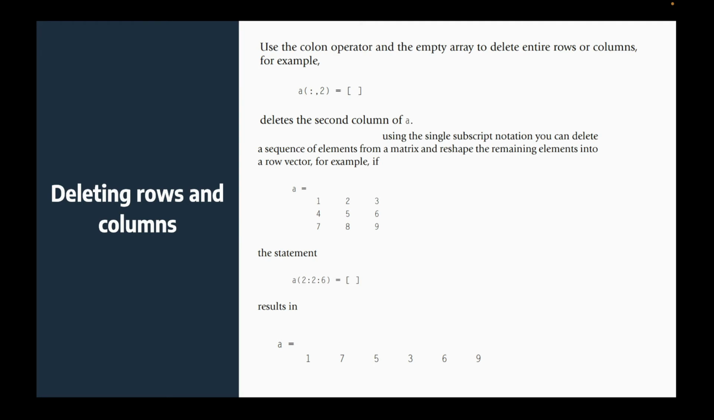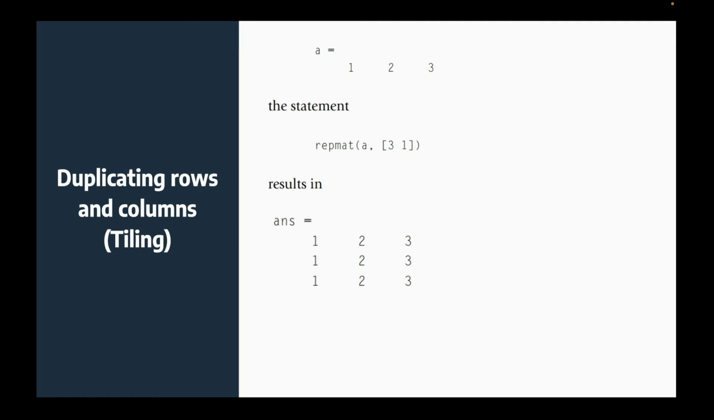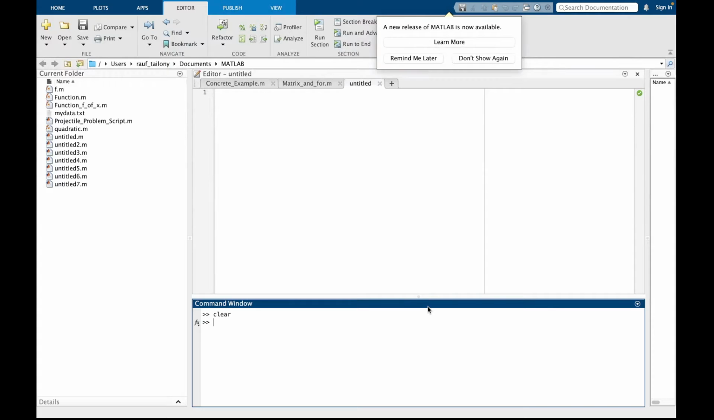Now deleting rows and columns, that's an important topic. Now we use the colon operator and the empty array so that we can delete the entire rows or columns. Now if you go with A, open parenthesis, colon, comma, 2, then you close and you equal empty brackets. That's important. The brackets are part of the expression. Now what's gonna happen in this case? That's gonna delete the 2nd column of A. So if your A is looking like this, you should see A now equal 1 and 3. But if your A looking like this, then you should see 1s and 3s. It's important, guys, to try that.